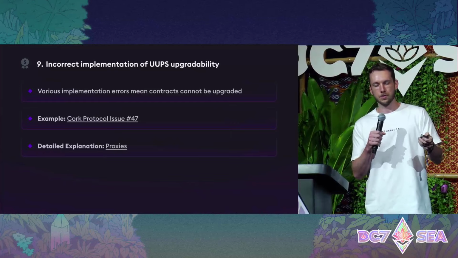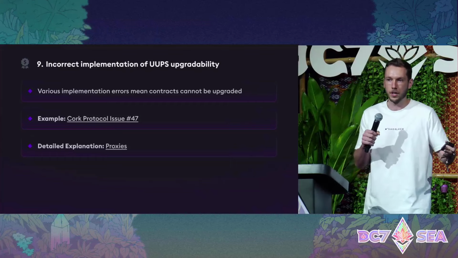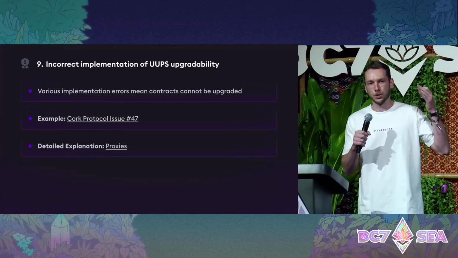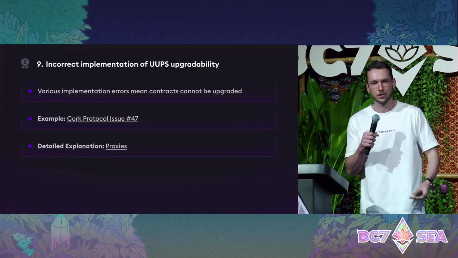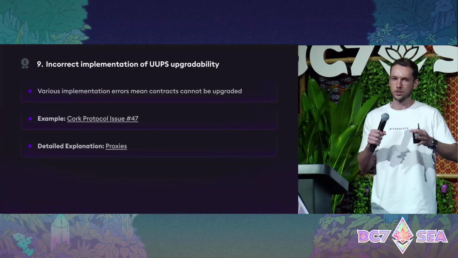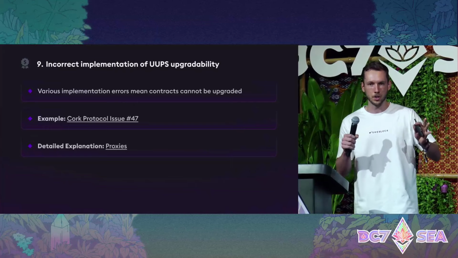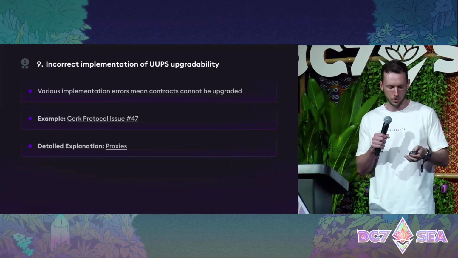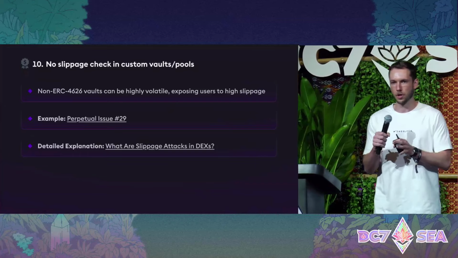Incorrect implementation of upgradability. So essentially you want your contracts to be able to be upgraded, and it turns out you hard-coded something in an initializer, you hard-coded something in the constructor, and you can't actually upgrade your contracts, and you only find that out later. So that's kind of annoying, but not too big of a deal unless the initial deployment of your contracts is super critical. Last one, no slippage check in custom vaults and pools.